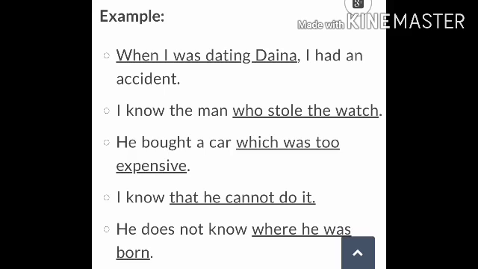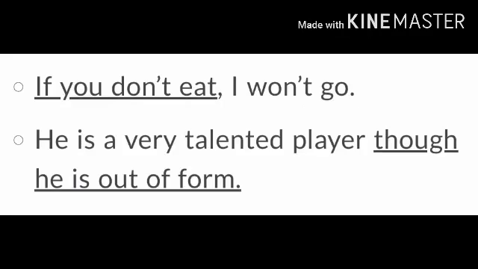Now, I know the man who stole the watch. Though it's a complete meaningful sentence, it is added to the other clause, and here we find "who stole the watch, which was too expensive." Now, if you don't eat, I won't go, though he is out of form. So these underlined words are all examples of subordinate clauses. They need another clause to be added to make a meaningful sentence. I hope this topic is clear to you. So my dear student, it's a humble request to all: please write it down in your notebook with the heading clause, right? Now let us see some more and clarify ourselves.